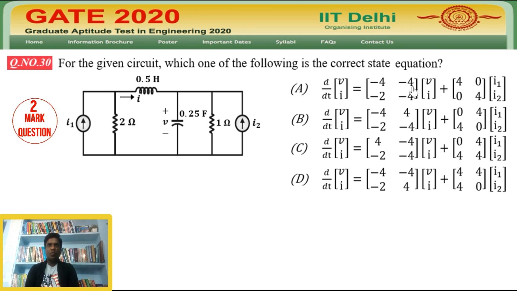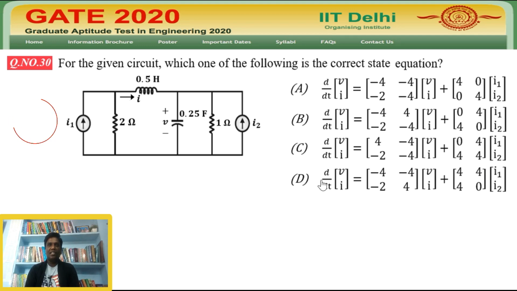minus 4, minus 4, minus 2 and minus 4 into V and I plus 4, 0, 0 and 4 into I1 and I2. Option B is d by dt of V and I equal to minus 4, 4, minus 2 and minus 4 into V and I plus 0, 4, 4 and 0 into I1 and I2. Option C is d by dt of V and I equal to 4, minus 4, minus 2 and minus 4 into V and I plus 0, 4, 4 and 4 into I1 and I2.